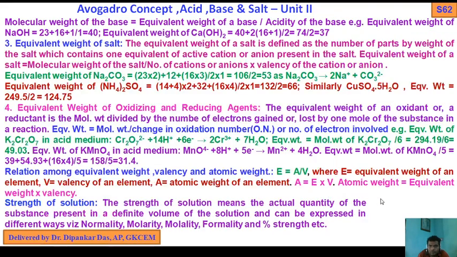Next, move on. Again the same thing, how to calculate the equivalent weight of a base. Equivalent weight of a base equals molecular weight of the base divided by acidity of the base. Okay. So equivalent weight of the base is molecular weight of the base divided by acidity of the base.